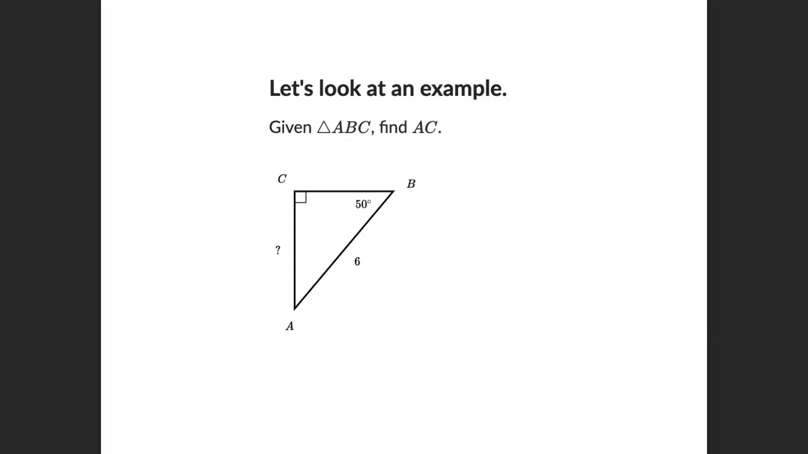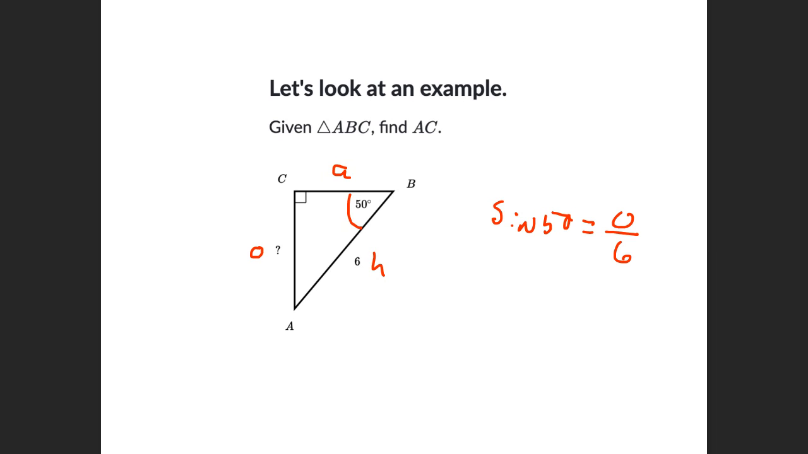Let's try another one. In this problem, I'm going to try to find side AC here. So first thing, again, I'm going to look at the angle measure. So this is my angle measure. So this is the opposite side, this is the hypotenuse, this is adjacent. So again, this one is going to be a sine function. So the sine of 50 degrees is equal to question mark, or opposite over hypotenuse.